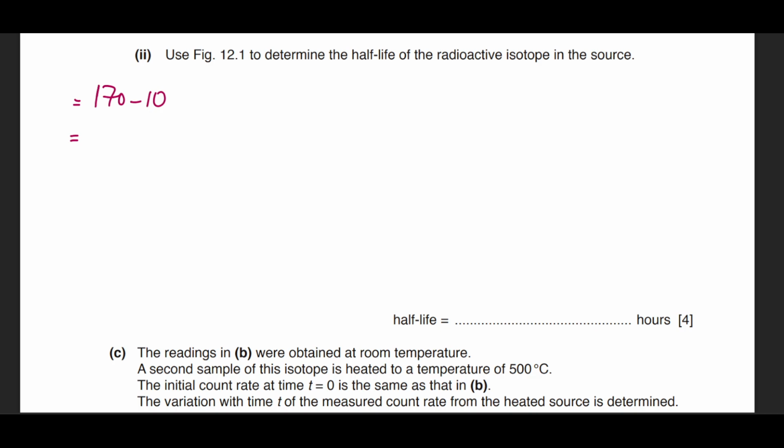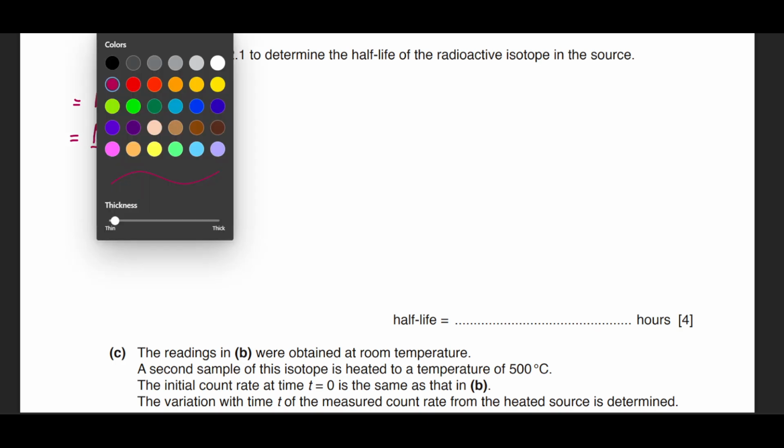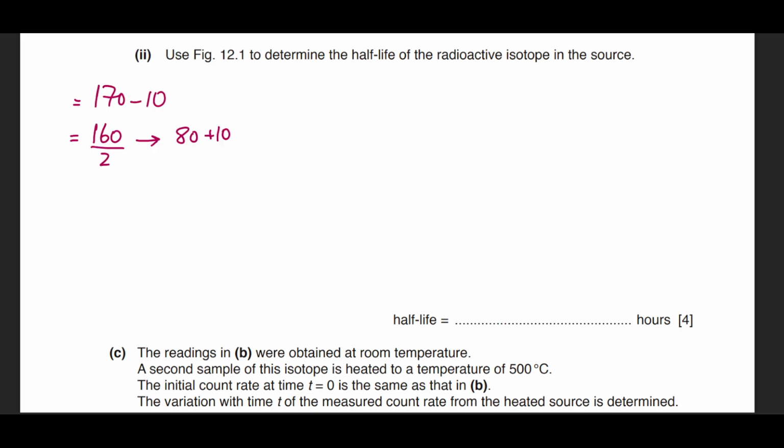It's not participating in the halving process. So I'm left with 160. This is my true value of the source. Now I will divide this by 2 and get a value of 80. My source will emit 80 radiations, but combined with the background radiation, because I have no way of avoiding this, my actual GM tube reading is supposed to be 90. This 90 will be read from the graph.